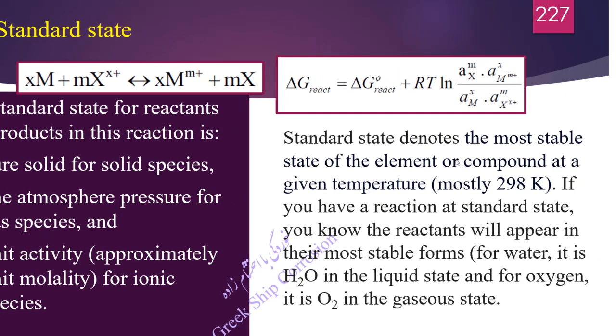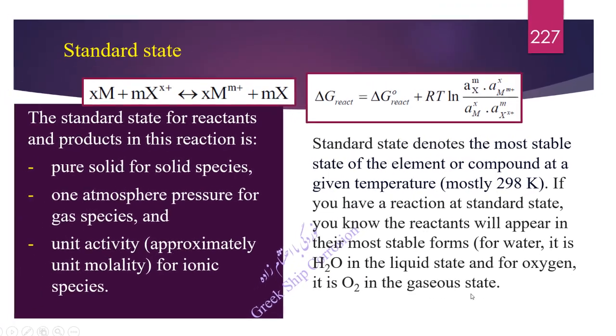Standard state denotes the most stable state of the element or compound at a given temperature, mostly 298 Kelvin. If you have a reaction at standard state, you know the reactants will appear in their most stable forms. For water, it is H2O in the liquid state, and for oxygen, it is O2 in the gaseous state.